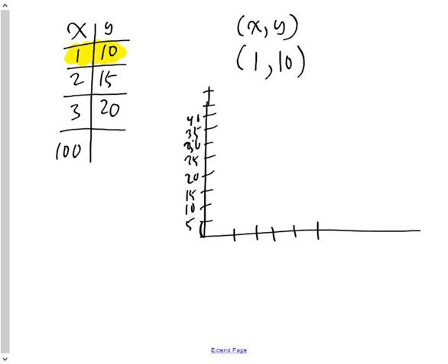So we have this as our y-axis. This is always the y, and this is the x-axis. So this ordered pair, (1, 10), would go right here on that graph. The second ordered pair, I'll move this highlighting down, (2, 15), would be right there. It's 2 on the x and 15 on the y. And the third one, (3, 20), would be right here.